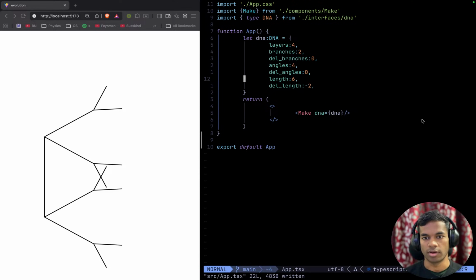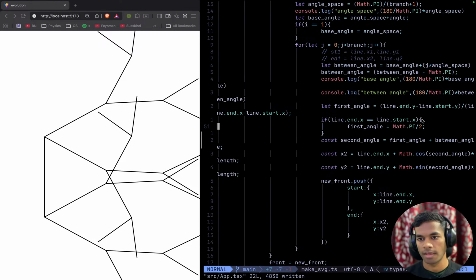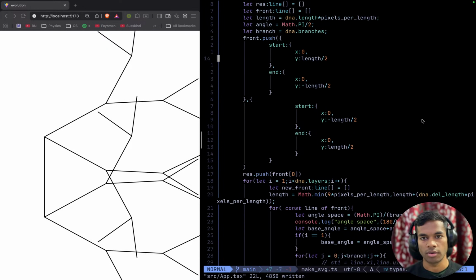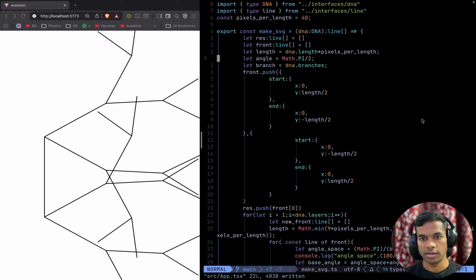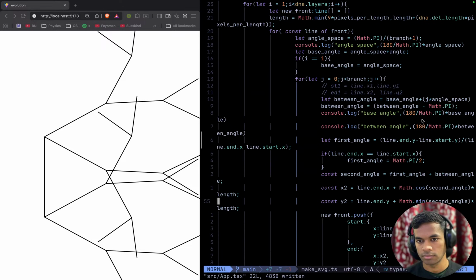Wait, we have to choose this. Yep. Okay, and we need to give some angle. Base angle we have already fixed at 90 degrees. Between angle divided by.